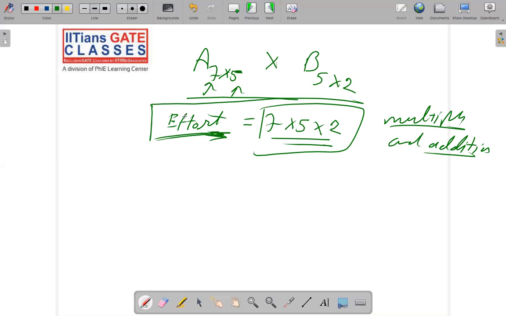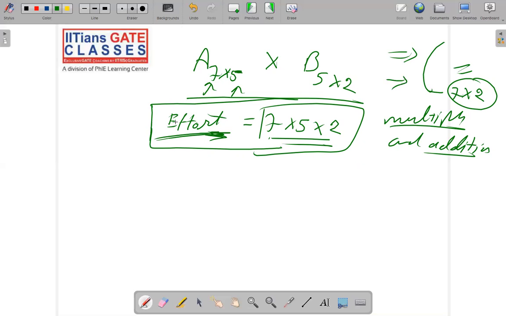So after calculating the efforts, what will be the end matrix? If the end matrix is C, its dimension will be 7 by 2. You can take an example and try to write what the end matrix dimension will be. It will be this much.